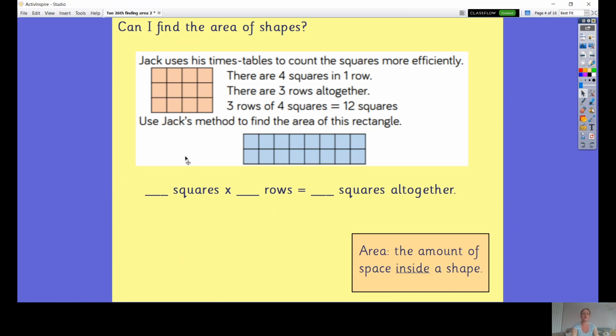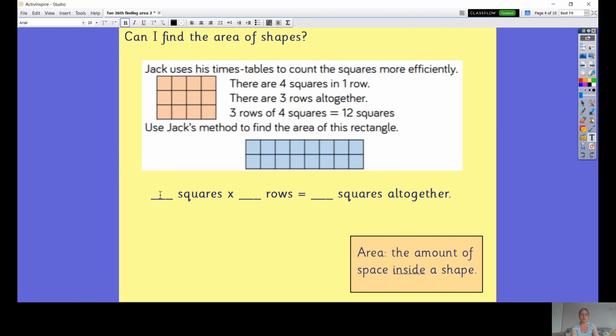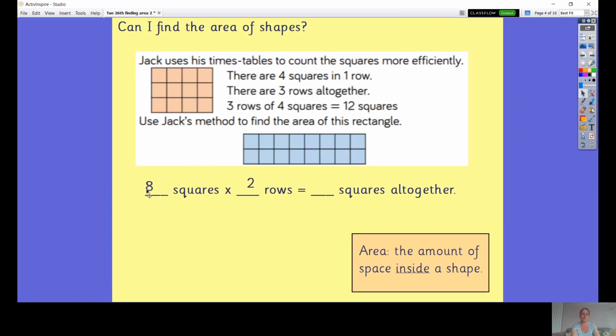Okay, so hopefully you counted how many squares there were in a row, and there's 1, 2, 3, 4, 5, 6, 7, 8 squares in that row, and there are 2 rows. So there are 8 squares and 2 rows. So if I do 8 times 2, I know that that is 16.